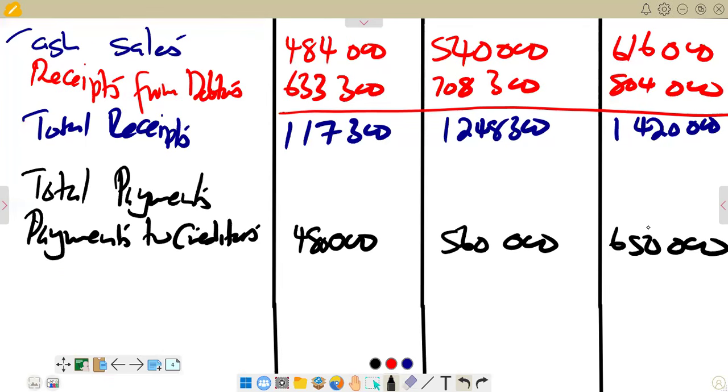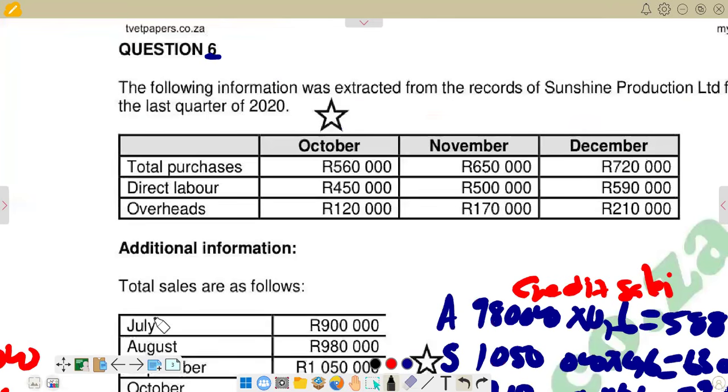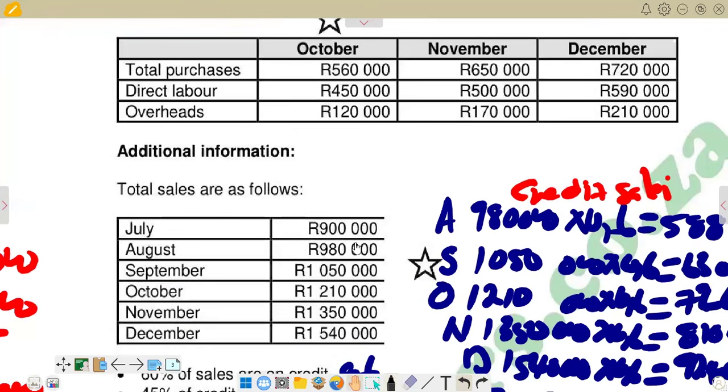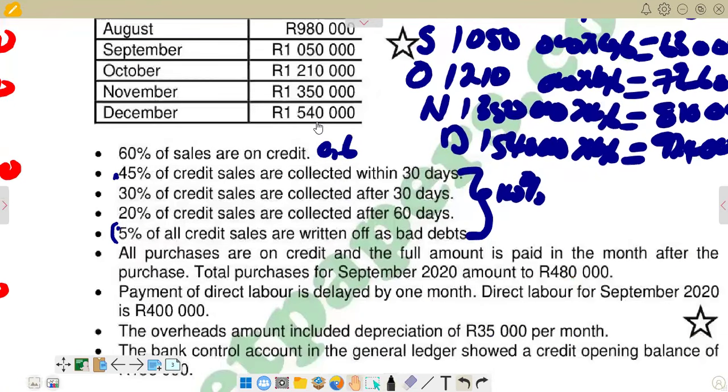Then also, we can go and check the direct labor, which is next. We can check the instruction on direct labor. You just have to go to the instructions on additional information and follow as such. If you go down, you'd see direct labor is here. Payment of direct labor is delayed by 1 month. Direct labor for September 2020 is 400,000. It's delayed by 1 month, which means the September direct labor will be paid in October. The October one in November, and December, like what you did on purchases.